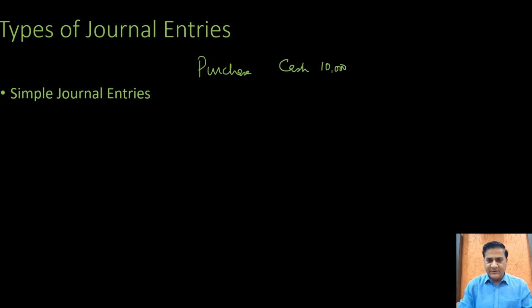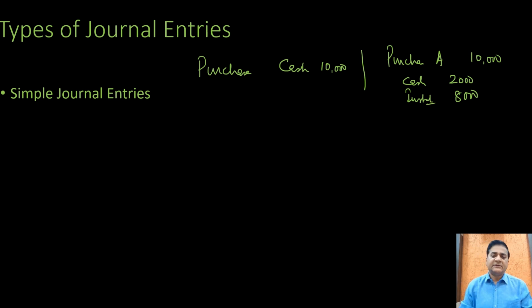Say, for example, if I tell you that I have purchased goods from Mr. A of 10,000, I have paid him a cash of 2,000, and I said that the remaining amount of 8,000 would be paid in installments. Then I have two options.